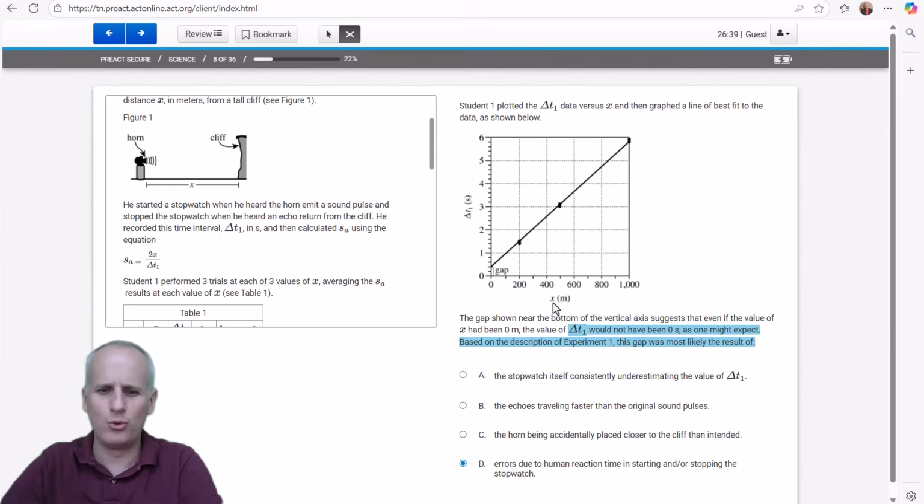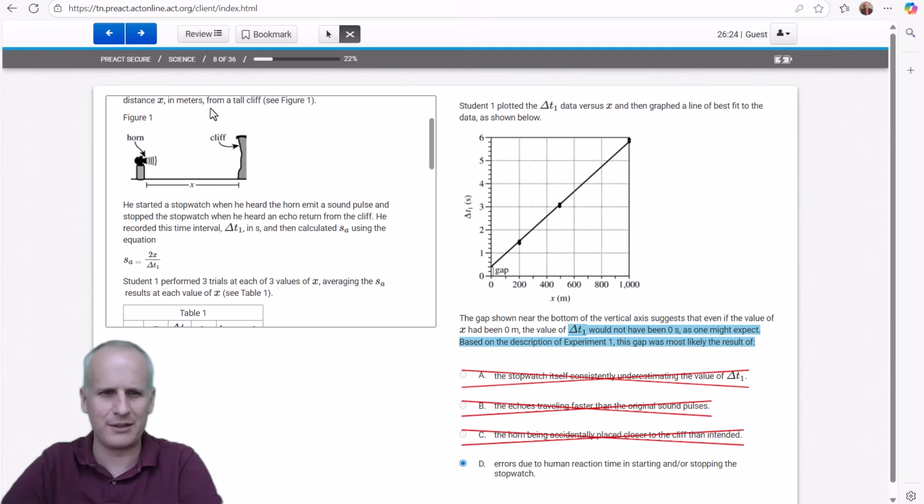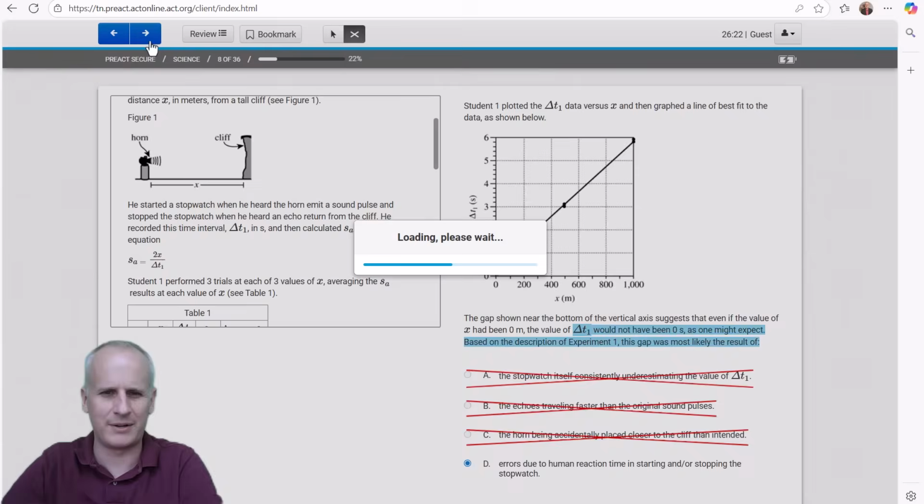But we have no reason to believe that the stopwatch is underestimating things. It's not the stopwatch that's making the measurements, it's the actual student. The echoes are not traveling faster. If anything, the echoes seem to be taking a little bit more time. And then the horn wasn't accidentally placed closer than intended, so we can eliminate those ones, obviously, and we've got our correct answer already of D.